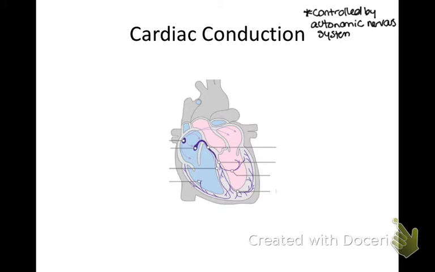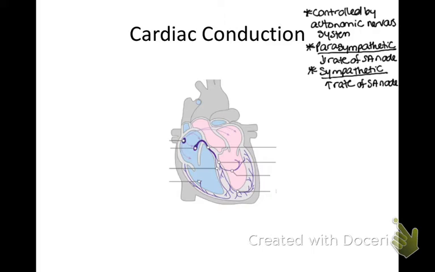It's controlled by the autonomic nervous system. Your parasympathetic decreases the rate of your SA node. Your sympathetic increases the rate of your SA node. So if your SA node is the pacemaker of the heart, when your sympathetic system kicks into gear, it's going to increase that rate. When your parasympathetic kicks in, it's going to decrease that rate. And those balance each other out so that you have a normal heart rate.